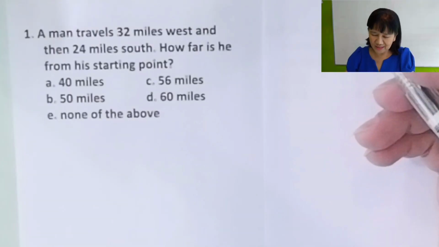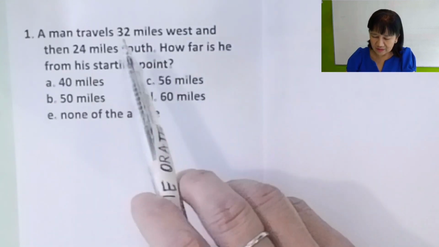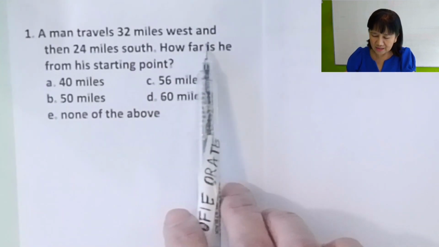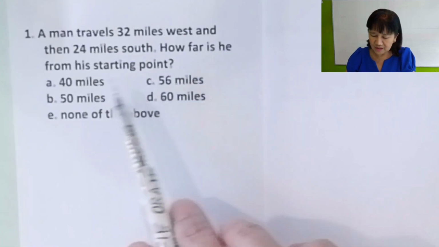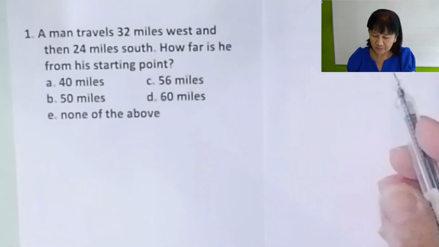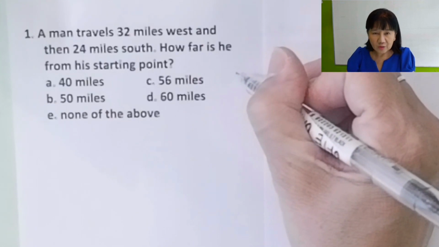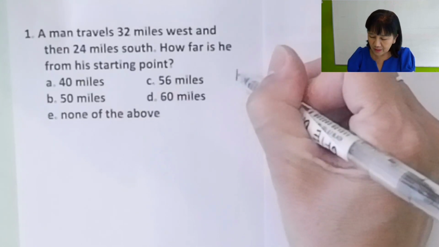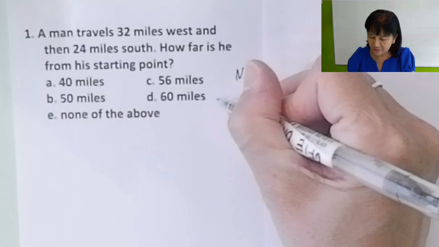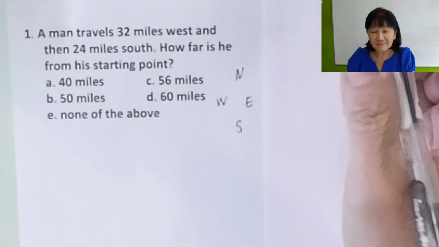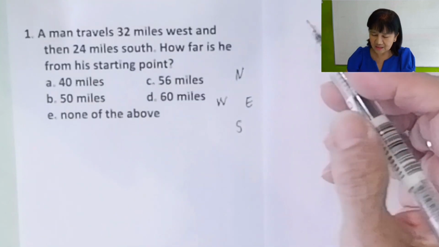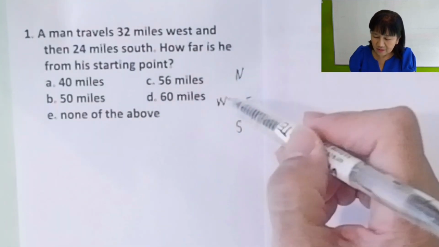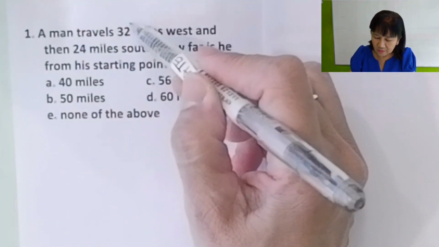Go! Number 1. A man travels 32 miles west and then 24 miles south. How far is he from his starting point? So in this case, you always have to remember the following: north, south, west, east. So, and then follow this, 32 miles west.